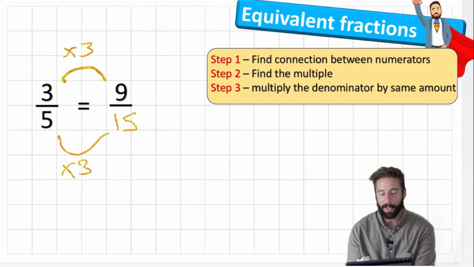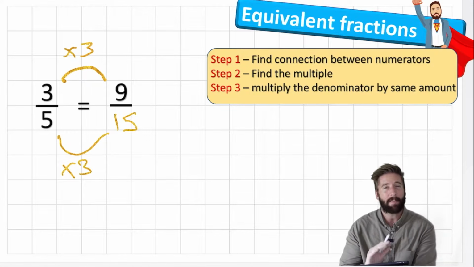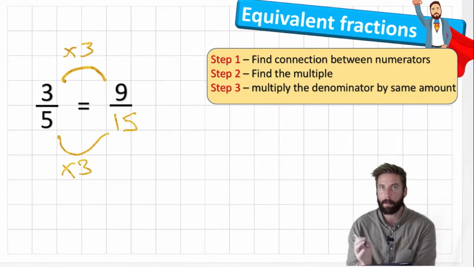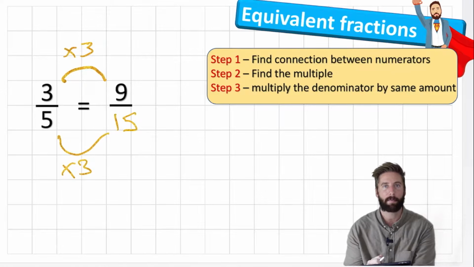So a couple of things to point out at this point. Firstly, one really important rule: to make sure that we're keeping these fractions equivalent, we need to do the same process to the top as we do to the bottom. Same process to the denominator as we do to the numerator. So whatever we do to the denominator, whether we times it by 1,000,000, divide it by 5, times by 2, we would need to do the exact same thing to the numerator. It's really important to keep it equivalent. We need to keep those multiplications or divisions the same.